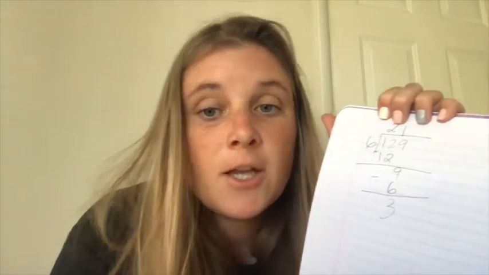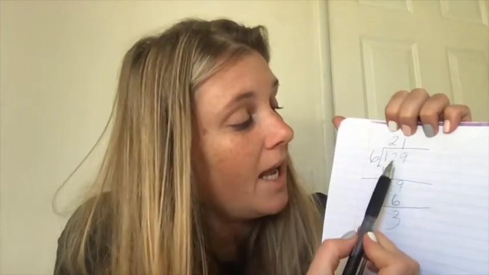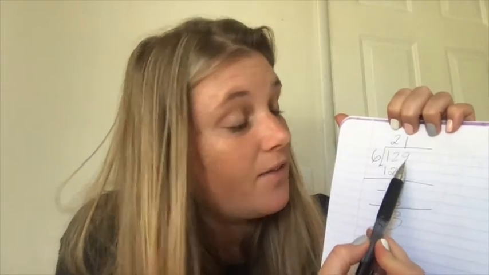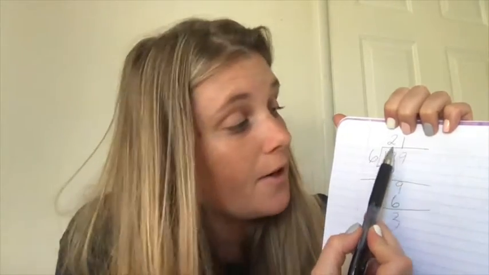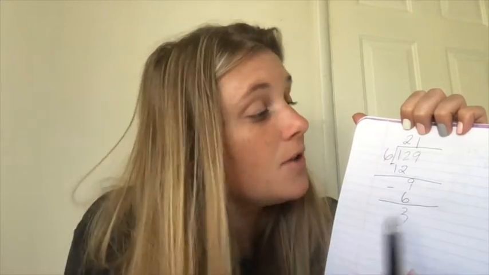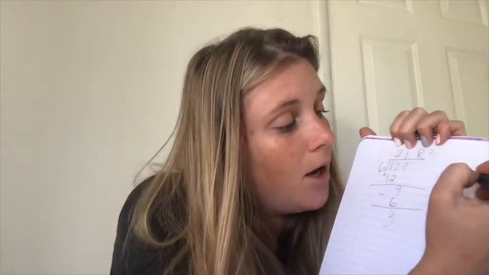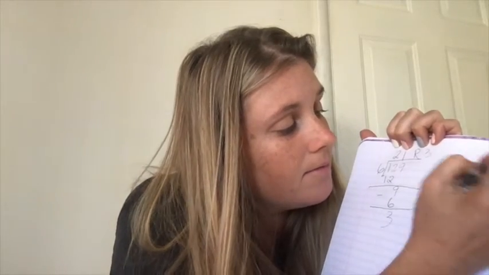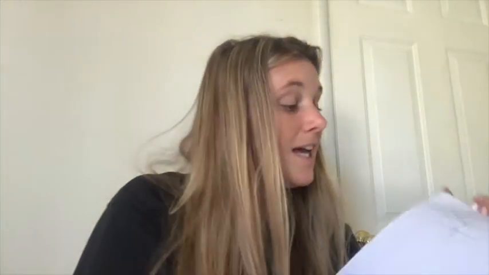No. So this answer, if we had 129, we divided it into 6 equal groups. There's 21 in each group. Can we make another group of 6 out of this 3? So it's called a remainder. So the answer is 21 with a remainder of 3. Okay, let's do the next one.